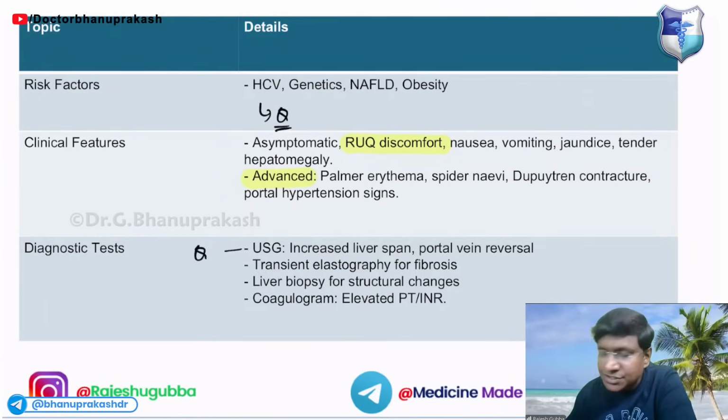The first line imaging will be the ultrasound abdomen. What is it that you will notice in the ultrasound abdomen? Within the ultrasound abdomen, you will notice that there is increased liver span.